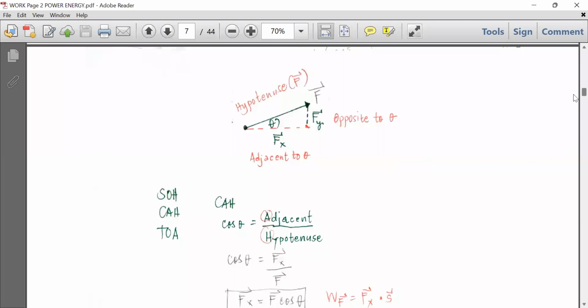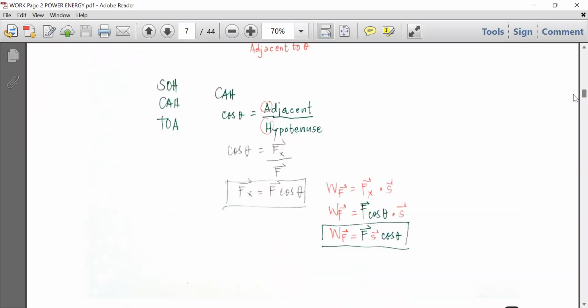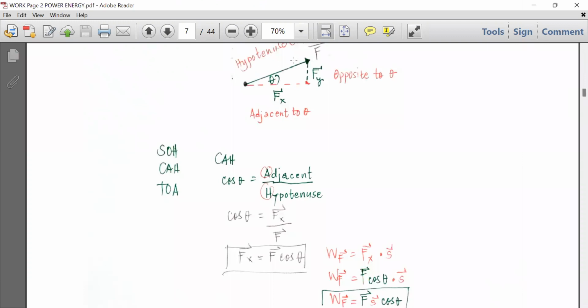Okay, so here you have the force. The hypotenuse is the force, the x component is f sub x, and the y component is f sub y. Now this side, f sub y, is opposite to your theta, and f sub x is adjacent to theta. That means the f sub x side is next to theta, or adjacent to theta. But f sub y is opposite.